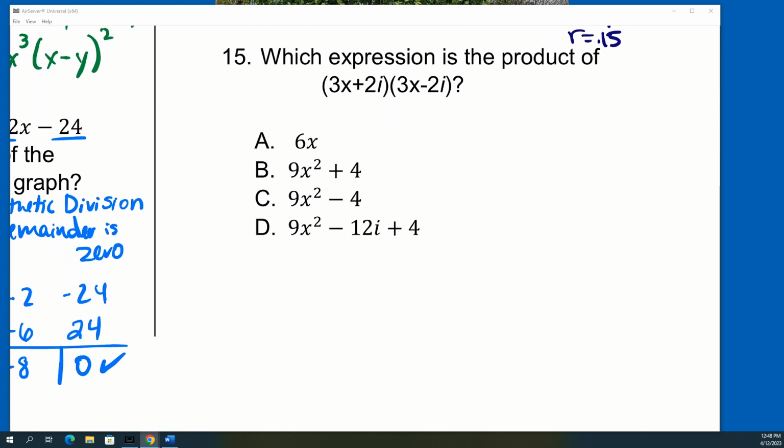Okay, this last one uses i. Do you guys remember what i squared is equal to? i squared is -1. i is the square root of -1. That i squared is going to come in handy on this problem.